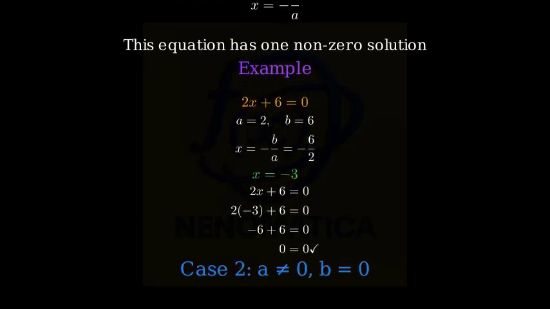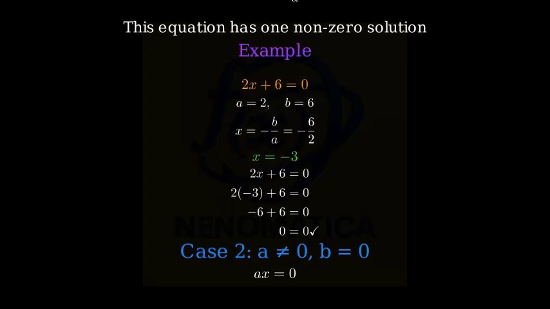Case 2, when a is not equal to 0 but b equals 0. In this case, our equation becomes ax equals 0. Since a is not 0, the only solution is x equals 0.